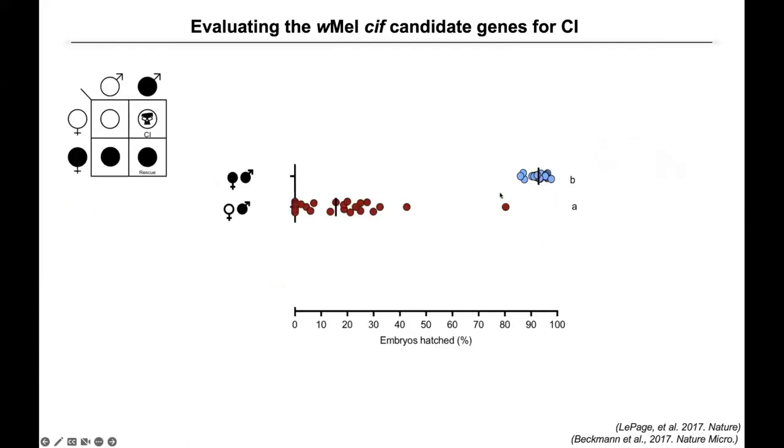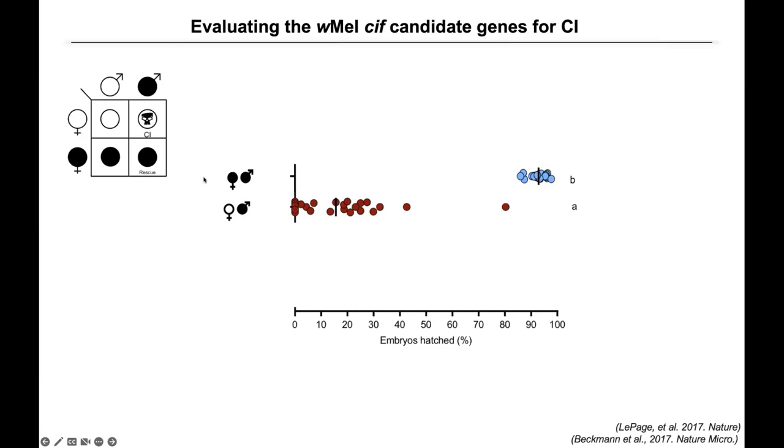Okay, so how you're going to be reading this graph is: on the x-axis, we have embryo hatch rate percentage, meaning how many embryos hatch out of the cross that you are making. On the y-axis is the cross type. As a positive control, we first tested the wild-type CI levels due to wild-type Wolbachia. So the male is infected with Wolbachia, but the female is not. In this case, the level of embryos hatching is only 15%. It's a median level. So that means 85% of embryos are dying. This is an example of what the CI readout looks like in these scenarios.